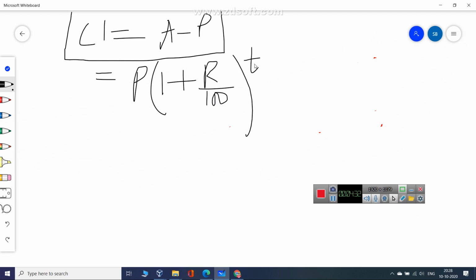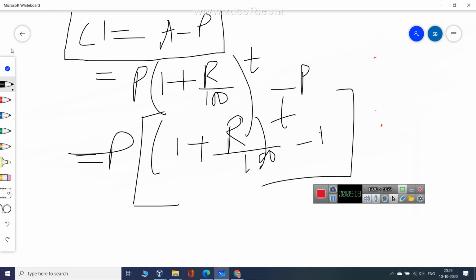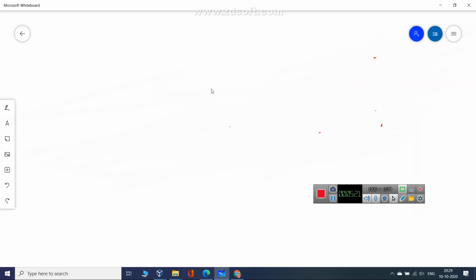My tutorial is based on the basic and the strategic things that will make you some impression on mathematics and ideas. So today's topic is all about compound interest. So P(1 plus R divided by 100) to the power T minus P. If we take the common P, then we will get P into ((1 plus R by 100) to the power T minus 1). So this is all about the formula.